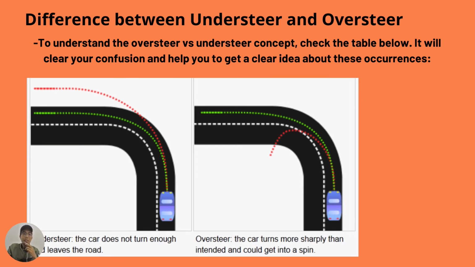Difference between understeer and oversteer. To understand the oversteer versus understeer concept, check the table below. It will clear your confusion and help you get a clear idea about this occurrence. The table shows understeer: the car does not turn enough and leaves the road. Oversteer: the car turns more sharply than intended and could get into a spin.